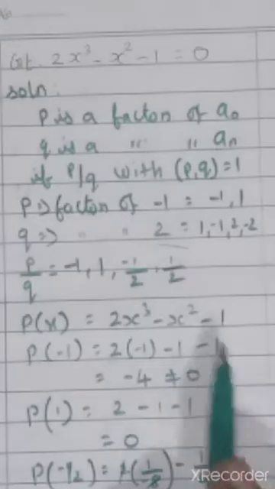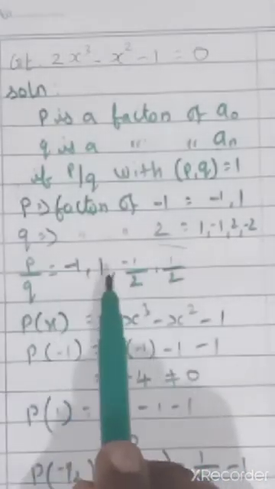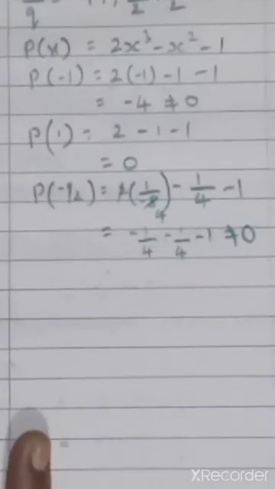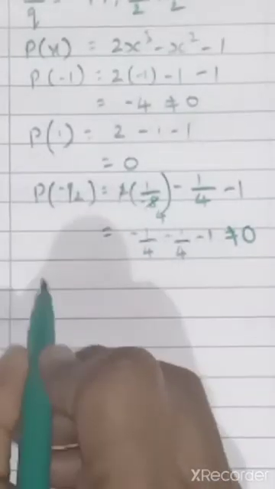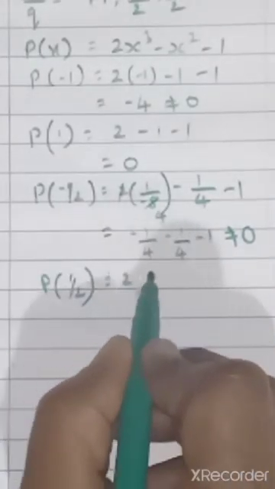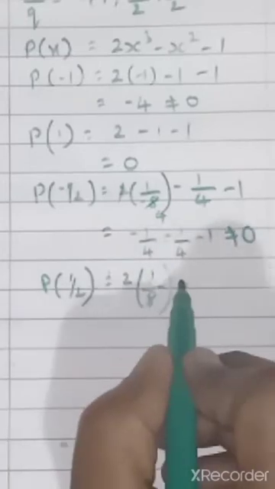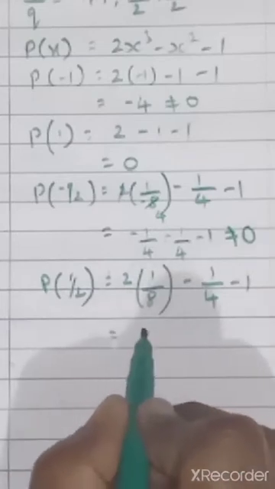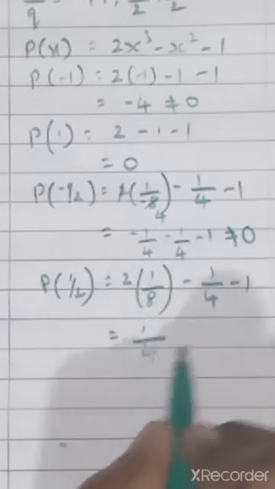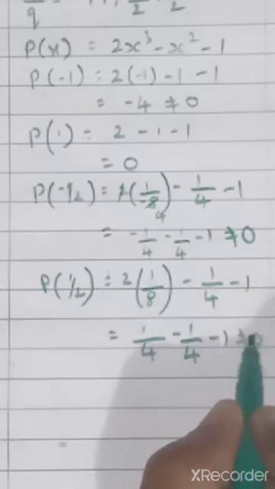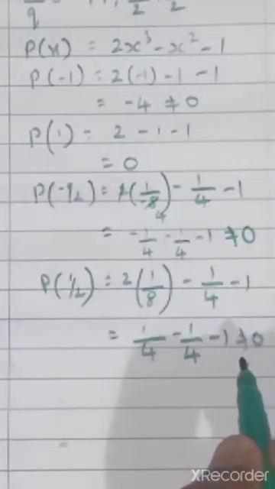What is the last value? Minus 1 completed, 1 completed, minus 1 by 2 completed. Next is 1 by 2. So P of 1 by 2: 2 into 1 by 8, minus 1 by 4, minus 1. Again this will be 1 by 4 minus 1 by 4 minus 1. Even after these two cancel, it is not equal to 0.